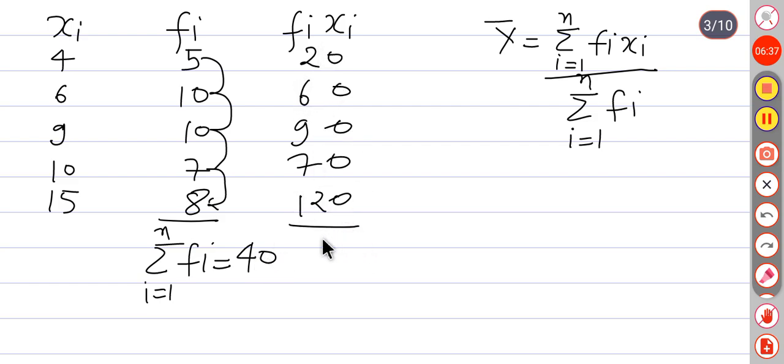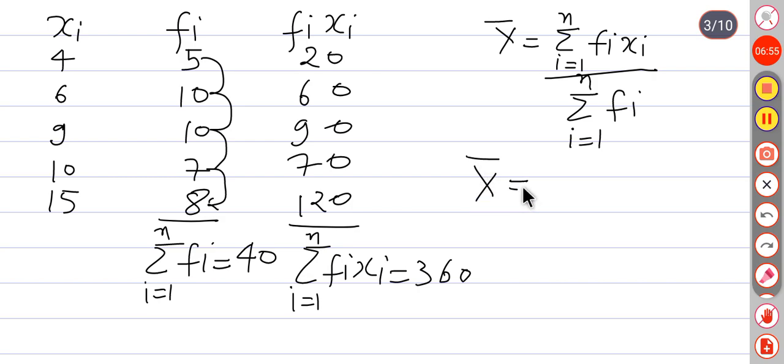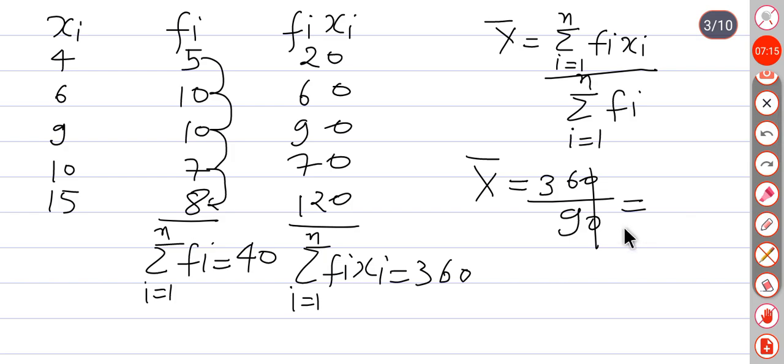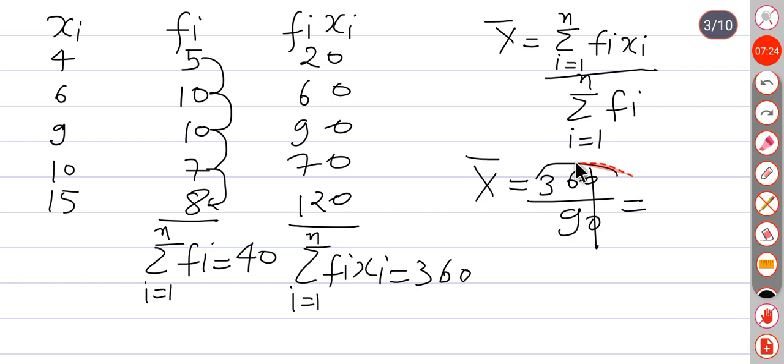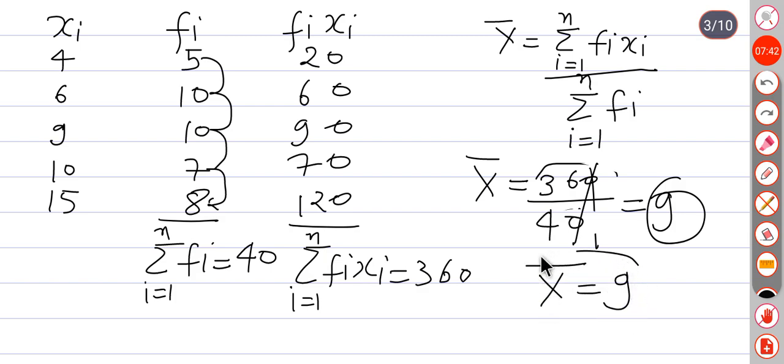And the same if you add the fi xi column, that will come 360. So just plug these values into this formula and you will get 360 upon 90. Sorry, that is not 90, that is 40. So 360 upon 40 will come 9. So the mean is 9, the arithmetic mean is 9.